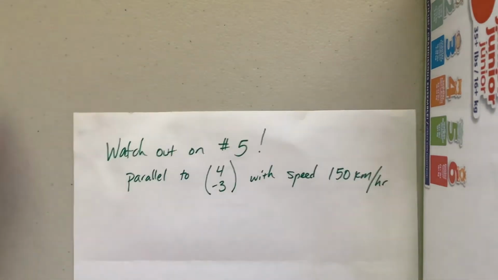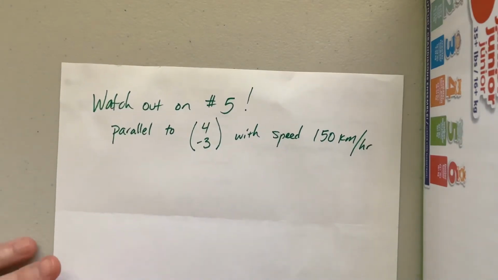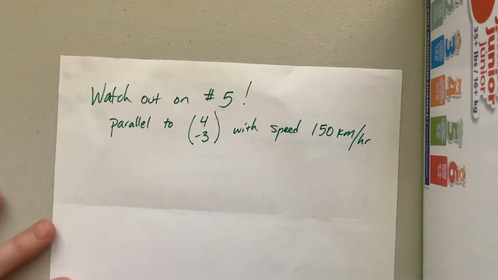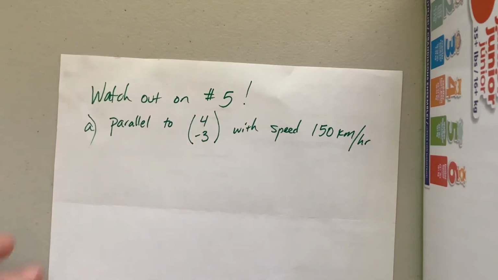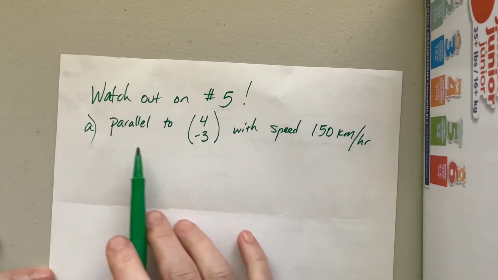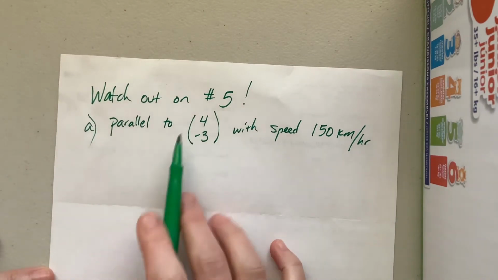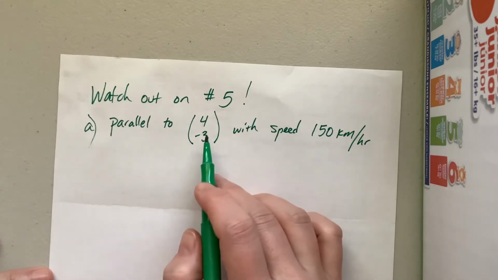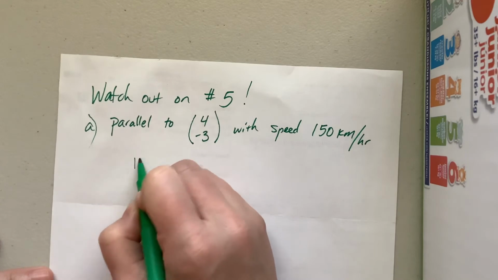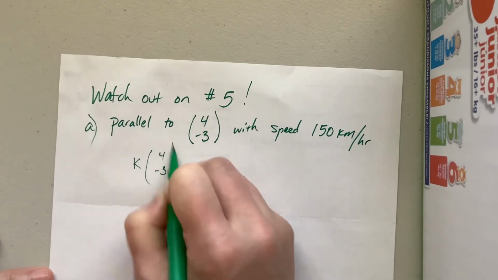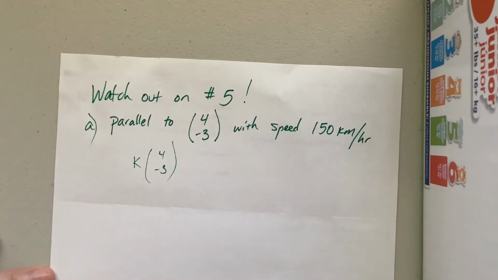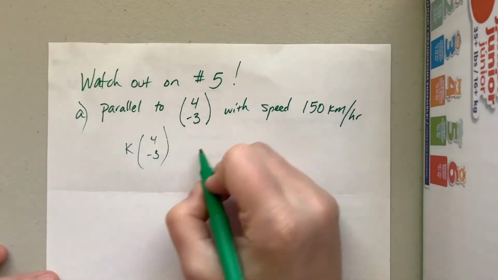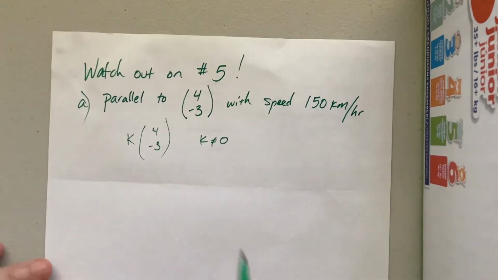I want to point out to you, watch out, some of these problems, and I think this is kind of the point of number 5. I think this is 5A in that section. It says find the velocity vector parallel to this with the speed of that. Well, if we're parallel, that means it's going to be k times this, any non-zero scalar, k not equal to 0.